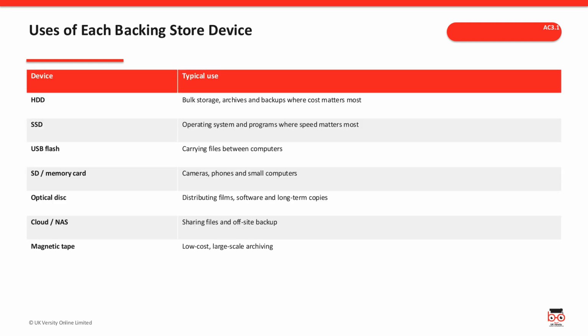This table pairs each device with the job it's really made for. Hard drives handle bulk storage and backups where cost matters most. SSDs hold the operating system and programs where speed is everything. And USB sticks are for carrying files about. SD cards live in cameras and small computers. Optical discs distribute films and software. Cloud and NAS handle sharing and off-site backup. And magnetic tape does the heavy-duty archiving. If you learn one sensible use for each, you'll always have an answer ready.